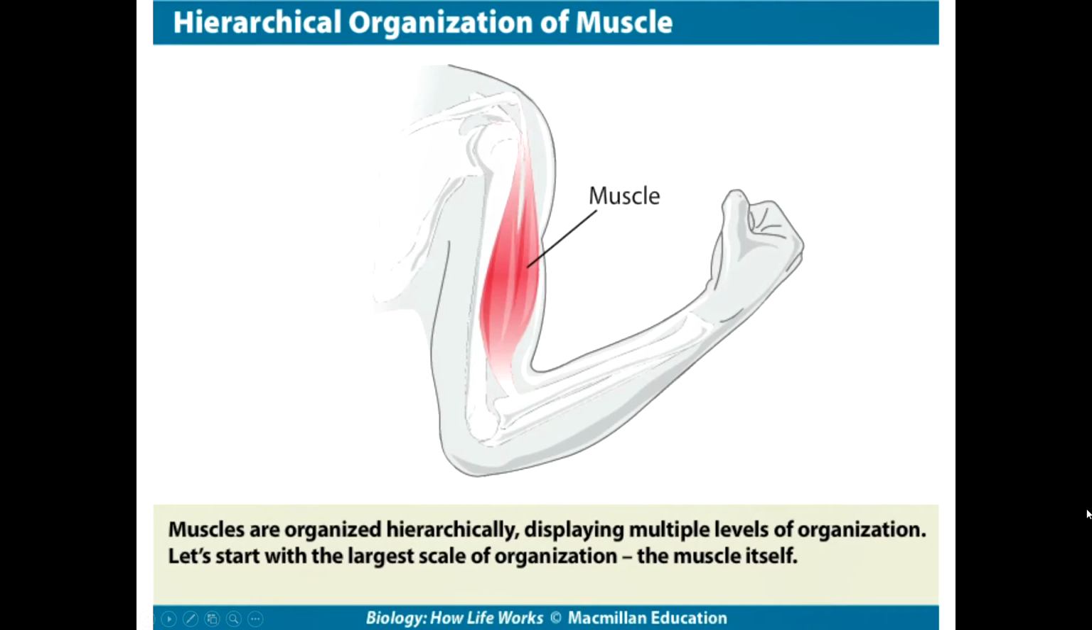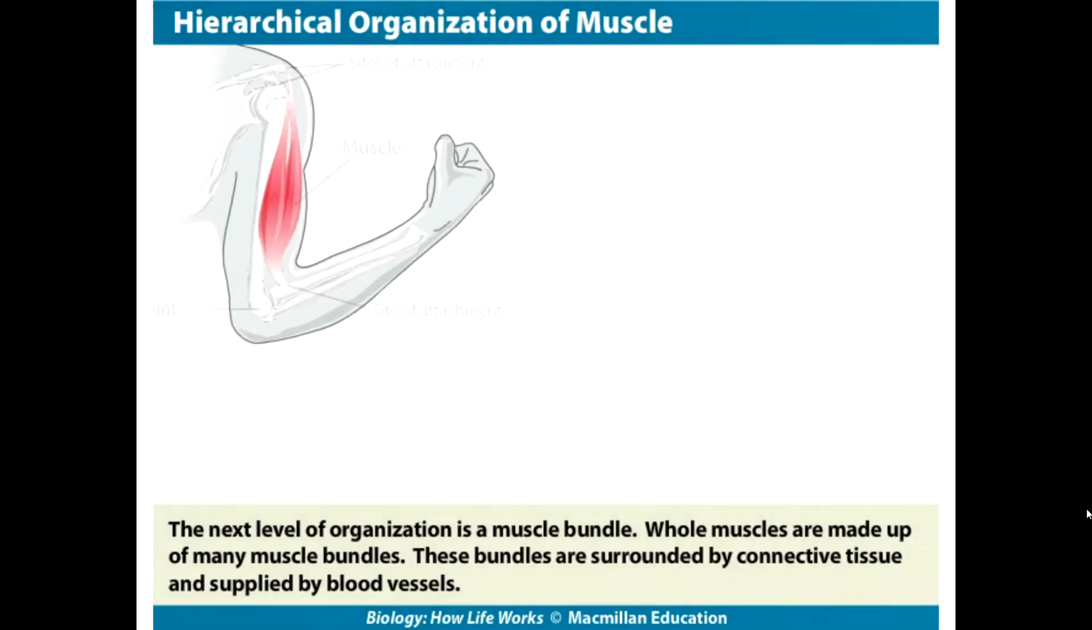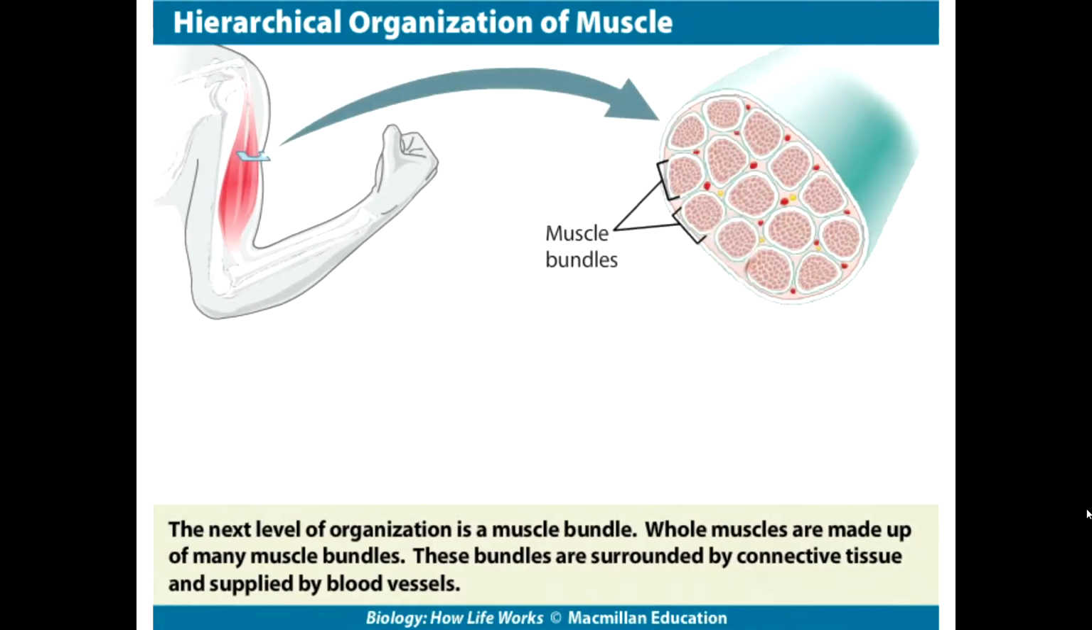Muscles are organized hierarchically, displaying multiple levels of organization. Let's start with the largest scale of organization, the muscle itself. Whole muscles in the body span joints. They attach to the skeleton at specific points to produce and control movement at a joint. The next level of organization is a muscle bundle. Whole muscles are made up of many muscle bundles. These bundles are surrounded by connective tissue and supplied by blood vessels.